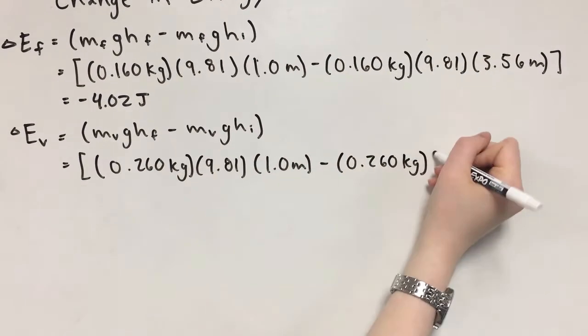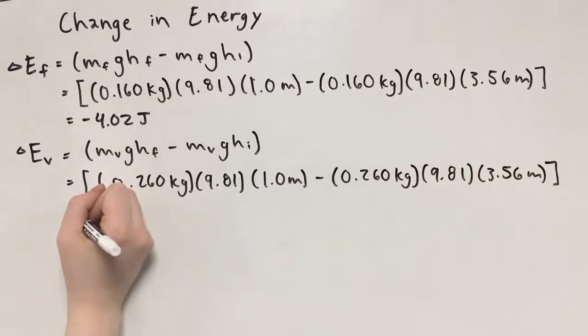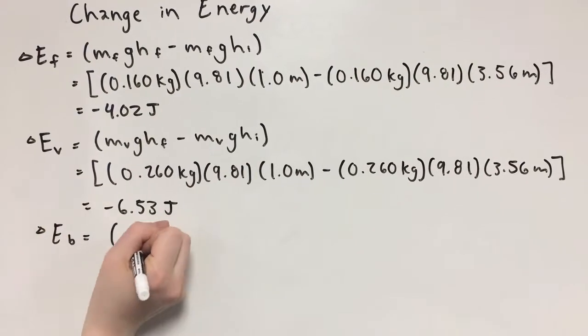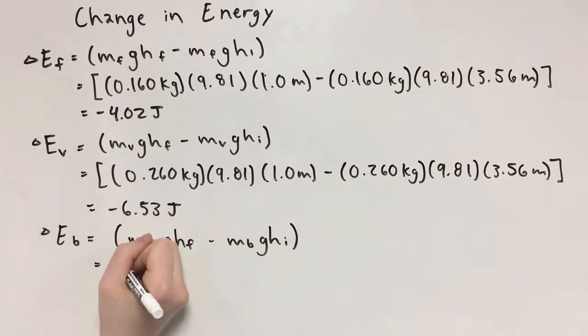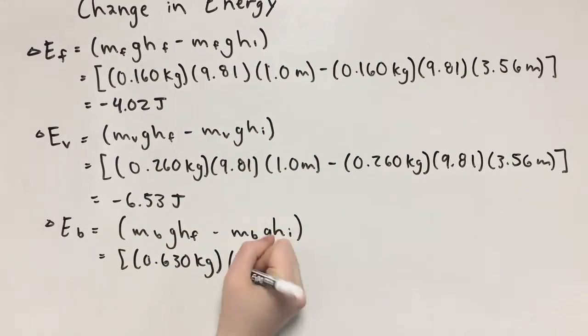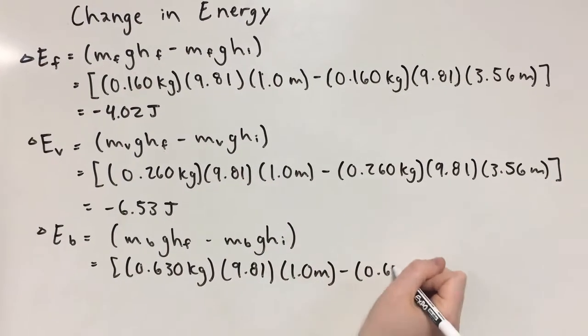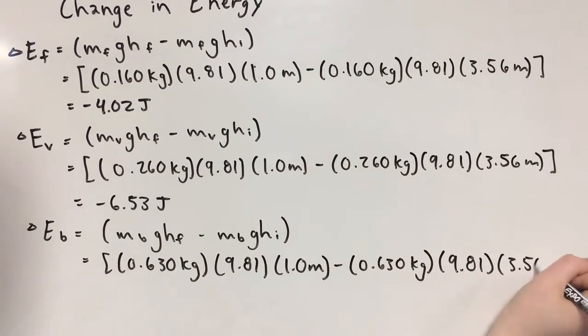Using the initial height, final height, and standard masses for each object, the change in energy was calculated. The change in energy for the football was negative 4.02 joules, for the volleyball was negative 6.53 joules, and for the basketball was negative 15.6 joules.